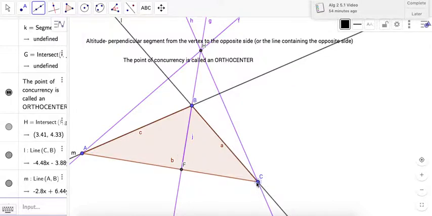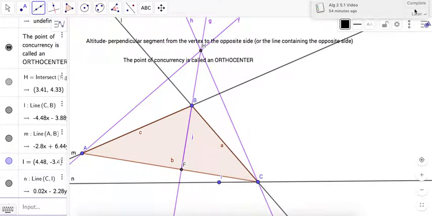Hey, if you have a right or obtuse, undo. Oh, sorry, I've got some notifications popping up.